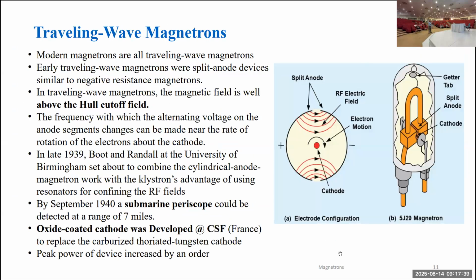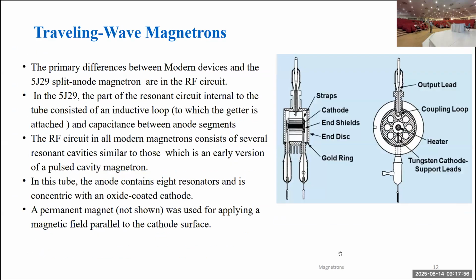Then come the traveling wave magnetrons. Initially, the traveling wave magnetrons were without an RF structure around them. I mean there were no RF cavities around it, as you can see here. This is the modern version of magnetrons, where you can see RF cavities here.